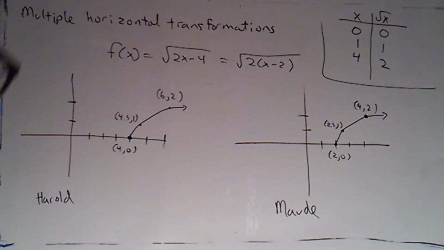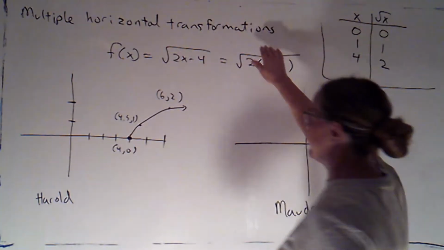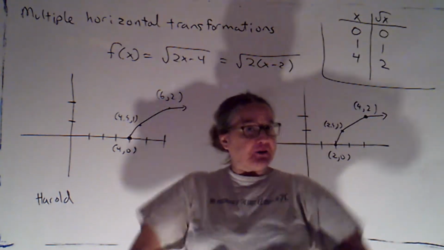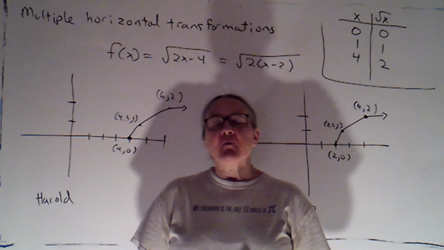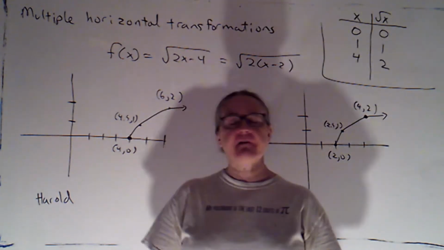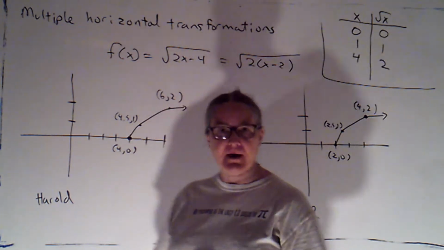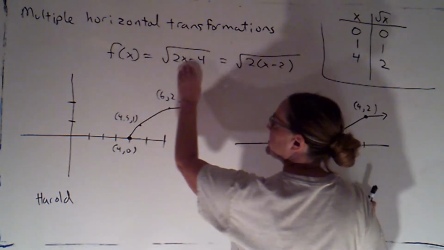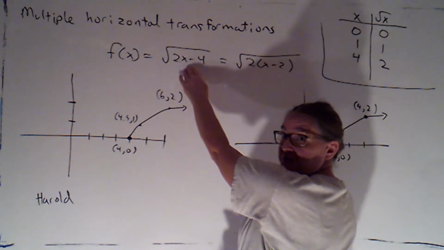We're ready to take a look at multiple horizontal transformations. And with the first problem, I raise what I think is an interesting issue. We have two students, Harold and Maud, who are having an argument about how to correctly do a math problem. They've been asked to sketch f of x, which is the square root of 2x minus 4.